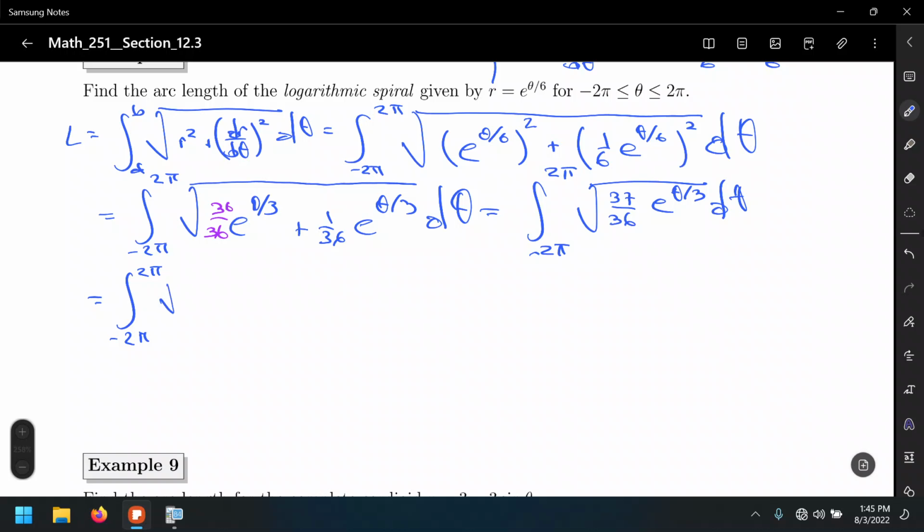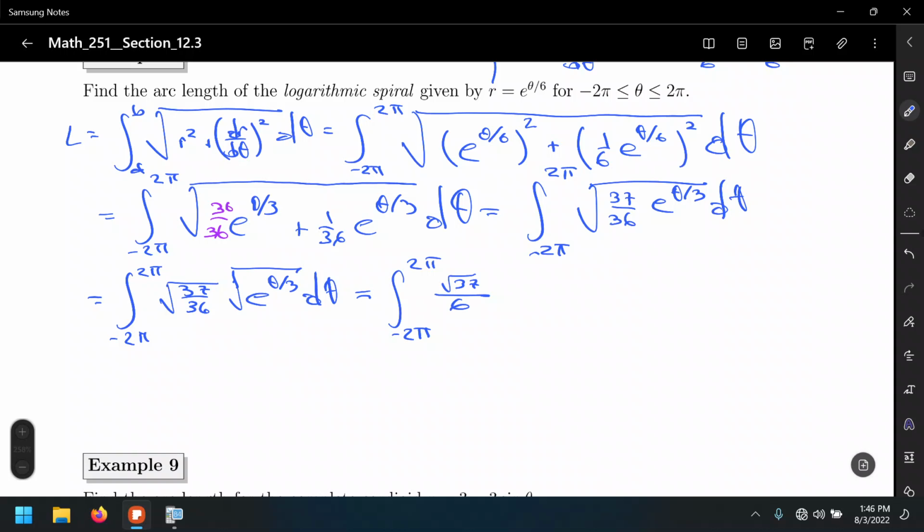That's going to be the square root of 37 over 36 times the square root of e to the theta over 3, with respect to theta. Let's simplify one thing at a time. Number one, we can use the quotient rule on the first factor, the 37 over 36. In this case, it's only the denominator that has a perfect square root. So this will be the square root of 37 over 6.